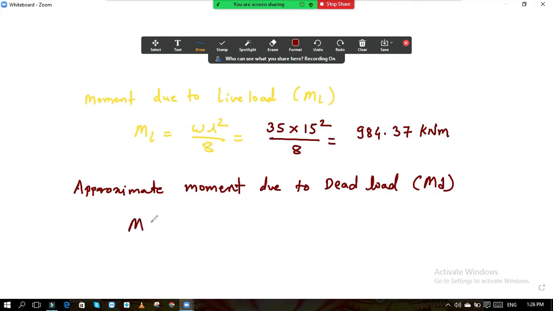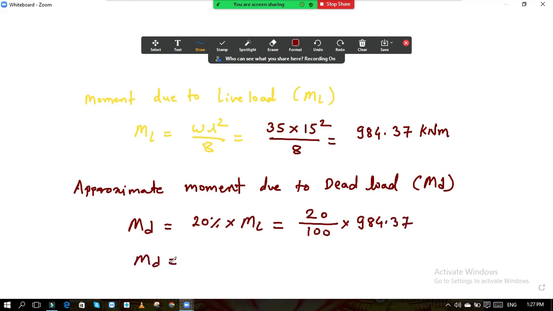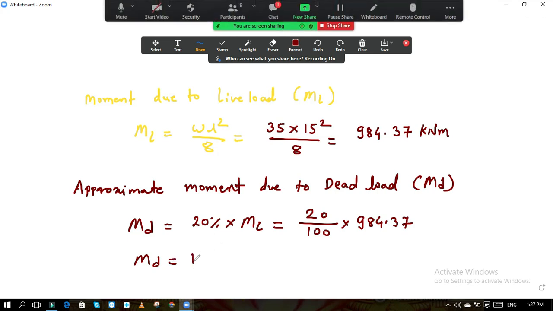Approximate moment due to dead load. So MD is taken as 20% of live load moment, which is equal to 20 divided by 100 into 984.37. So calculate it. What is the answer? It is 196.87 kilonewton meter. So this is our dead load moment.